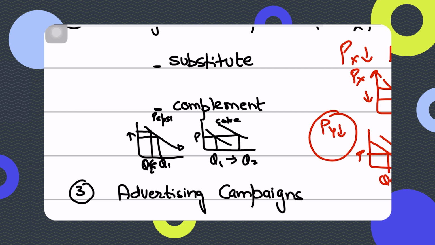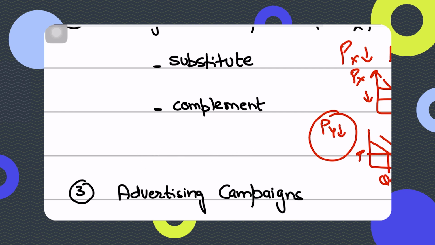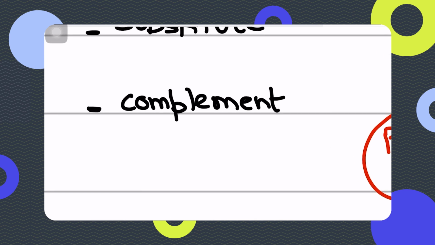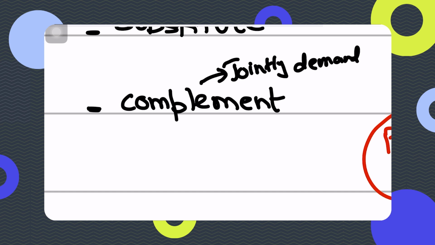And we can also look at this relation for complements. First, let's see what complements are. Complements are goods that are jointly demanded. So the word that you need to use is jointly demanded. They both are jointly demanded. For example, a car can't work without petrol. A pen cannot write without ink, right? So, for example, car and petrol.